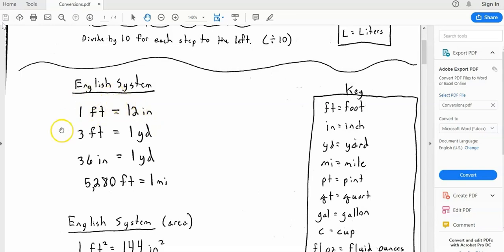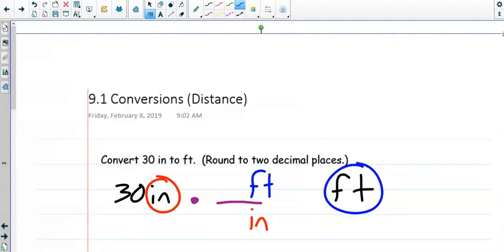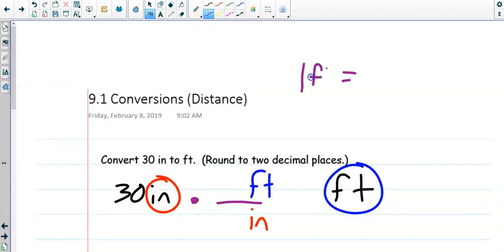So we're going to take these numbers and put them into the spots that they go in on my fraction. Each one of these is a fraction. It could be 1 foot over 12 inches, or it could be 12 inches over 1 foot. It all depends upon what you're looking for and how that unit fraction gets set up. So our unit fraction has feet over inches. And what we just discovered is that 1 foot is equal to 12 inches.